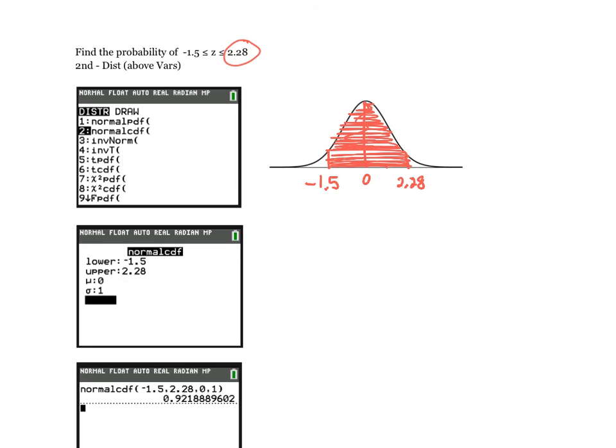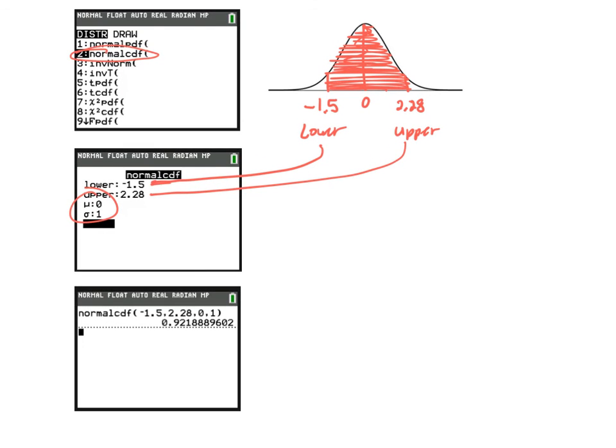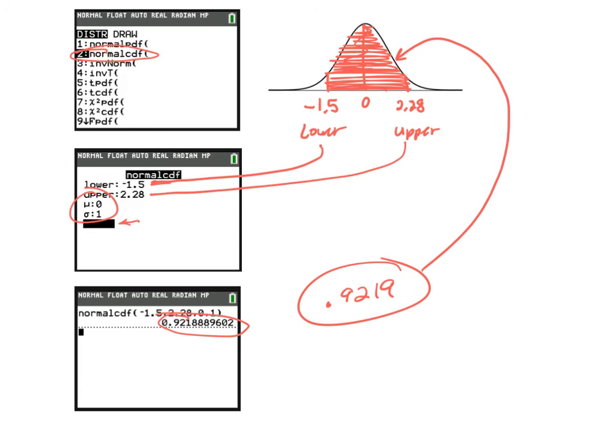We always recommend drawing a picture of the question. It makes it easier to understand. Go to normal CDF again. This time this is the lower limit. This is the upper limit. So lower goes here, upper goes here. Mean and standard deviation are both 0 and 1 again. We hit paste, which is hidden behind that black cursor. And then you actually hit paste and you have to hit enter, and then there's our answer. And we'd round to 4 decimal places, so it'd be 0.9219. So that corresponds to the red shaded area. Good luck.